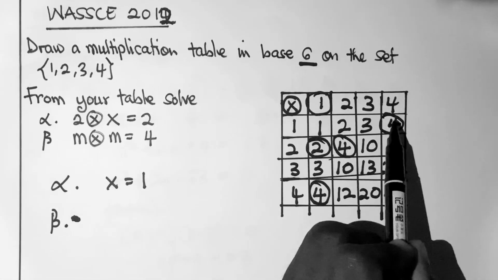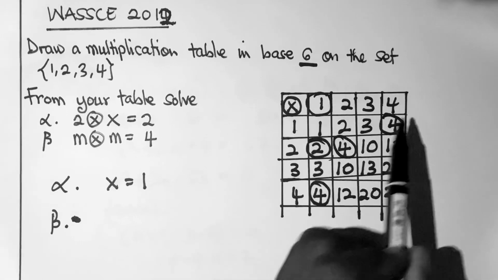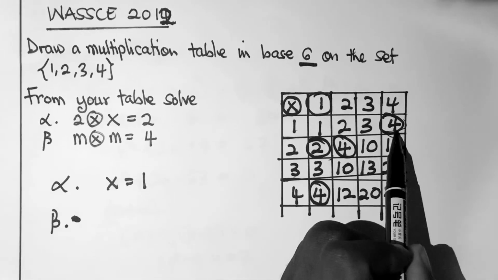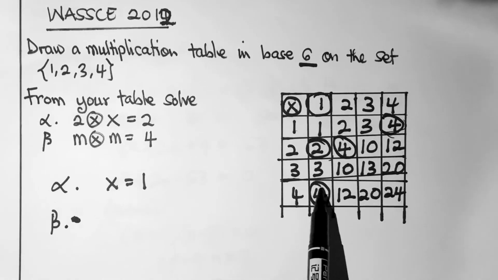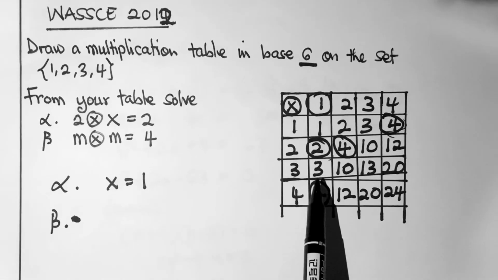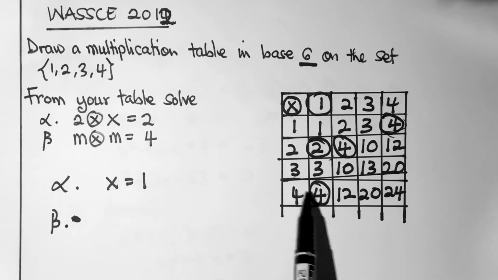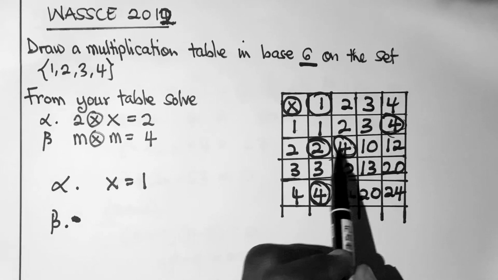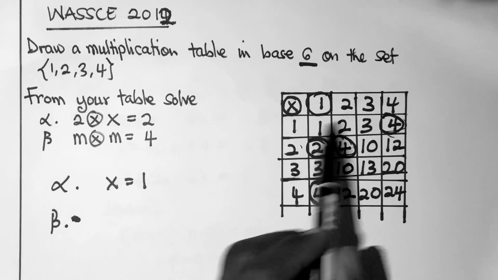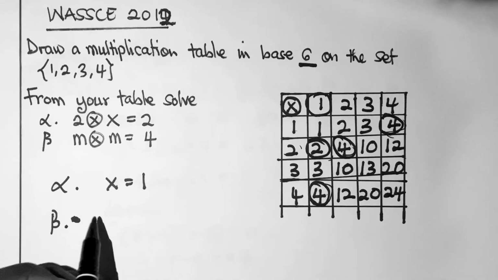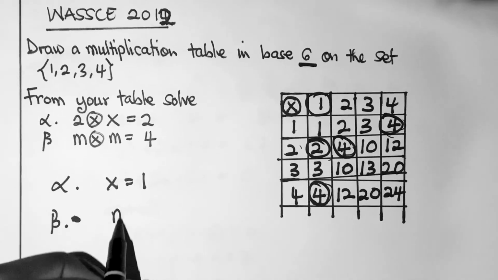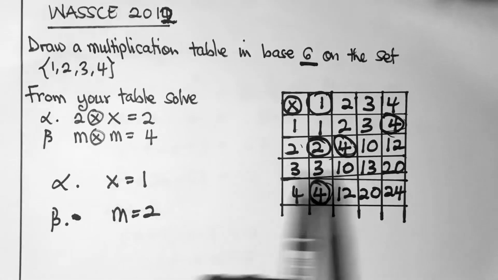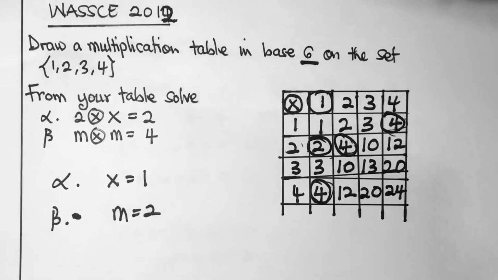If we come to this 4, you see that it is 1 times 4. 1 and 4 are not equal. So that means this 4 is not the one we are talking about. Then let's come to this 4. It is 4 times 1. Now, 4 is not equal to 1. So this 4 is also not correct. But if you come to this 4, you see that it is 2 times 2. And 2 is equal to 2. So therefore, beta is m equals 2. Because 2 times 2 will give us 4. So 2 times 2 is equal to 4.